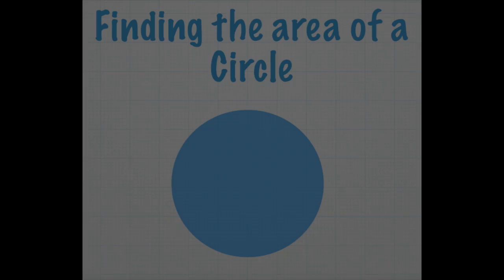But this time, instead of looking for the circumference of a circle, we're going to be looking for the area of a circle. The difference between the two is that circumference is around the outside edge, whereas area is everything in the middle of the circle. All right? We're going to walk through a couple examples, and then I'll have a challenge for you at the end of the video.